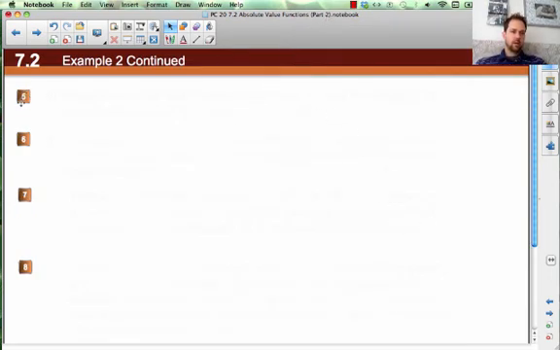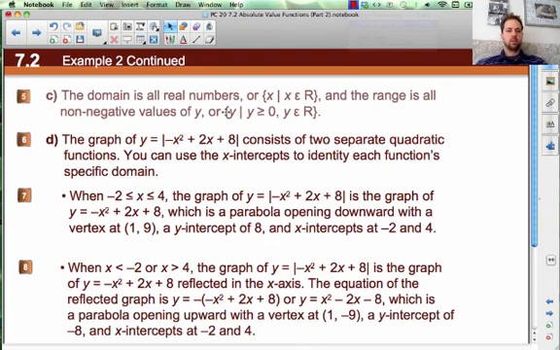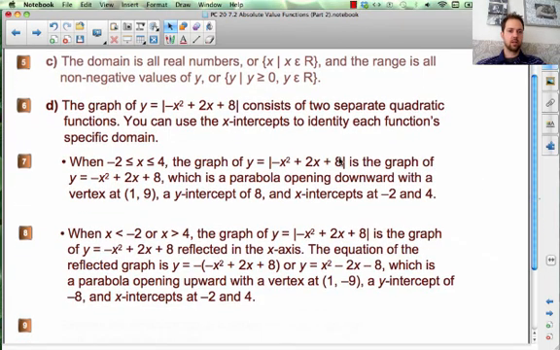Okay. Get these all ready to go, and then we'll talk about them. Alright, the domain is all real numbers because we're allowed to plug in any value for x, and the range is just going to be all positive numbers, 0 and above, because it's all above the x-axis.